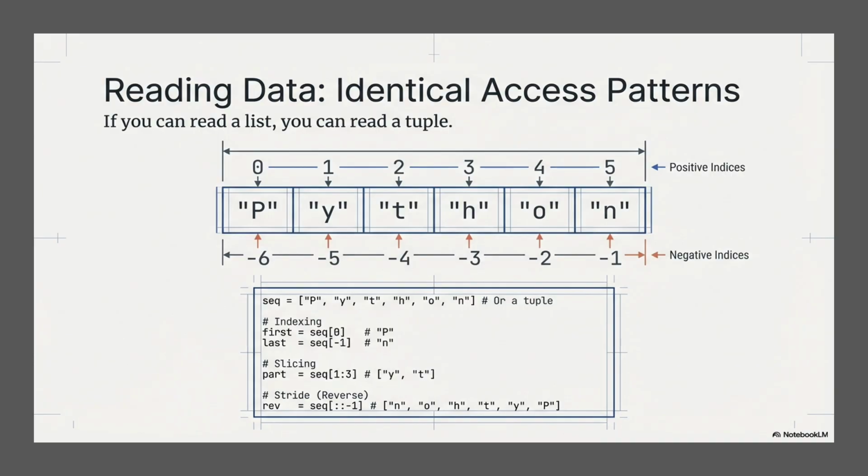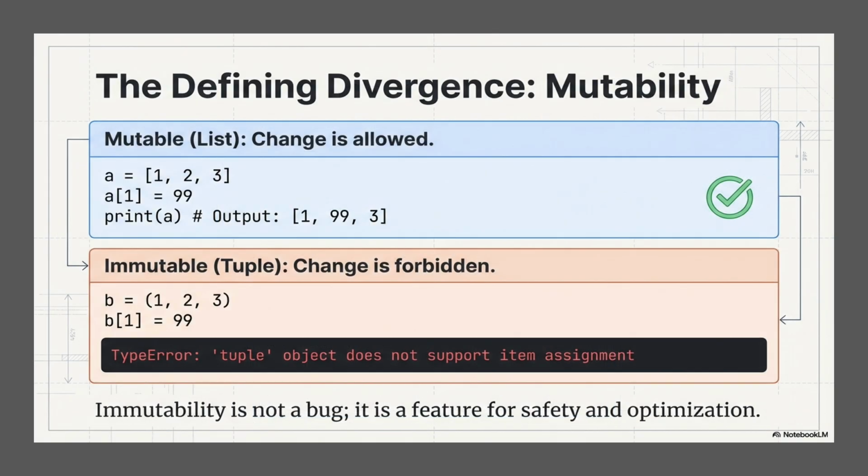All right, here is where the siblings stop getting along. This is the mutability test. Top example, we tell a list, A, change index 1 to 99. Python says, sure, and updates it. Bottom example, we try the exact same thing with a tuple, B. Type error. Now, I know what you're thinking. Why is Python being annoying? But listen closely. This isn't a bug, it's a feature. Python is choosing safety over convenience, and that's a trade-off you want. Tuples exist to stop accidental changes before they happen.